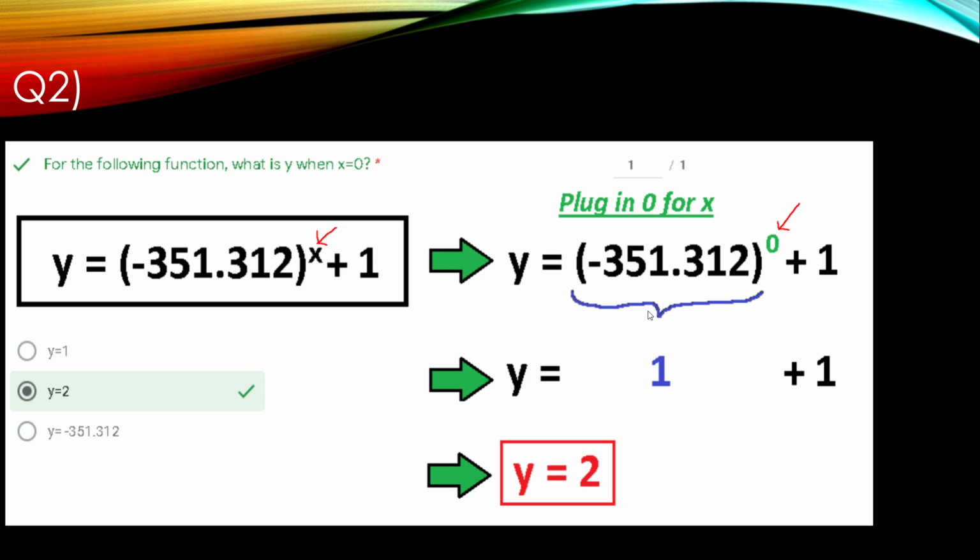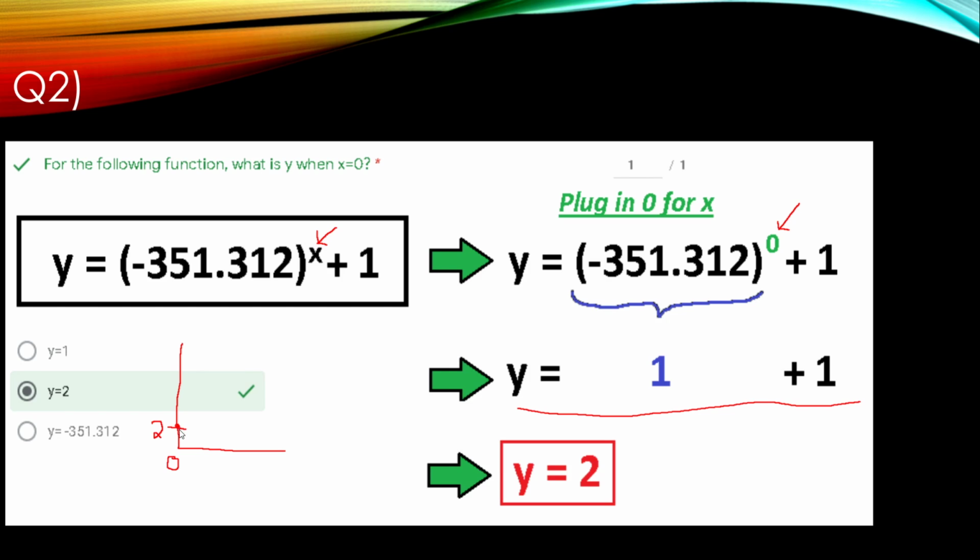This number here, it doesn't matter what this is. Anything to the 0 power is 1. So this gives us y is equal to 1 plus 1. That's what I have written here. Well, 1 plus 1 is 2. That means when x is 0, y is 2. So on the graph, that would be our y-intercept of this exponential.